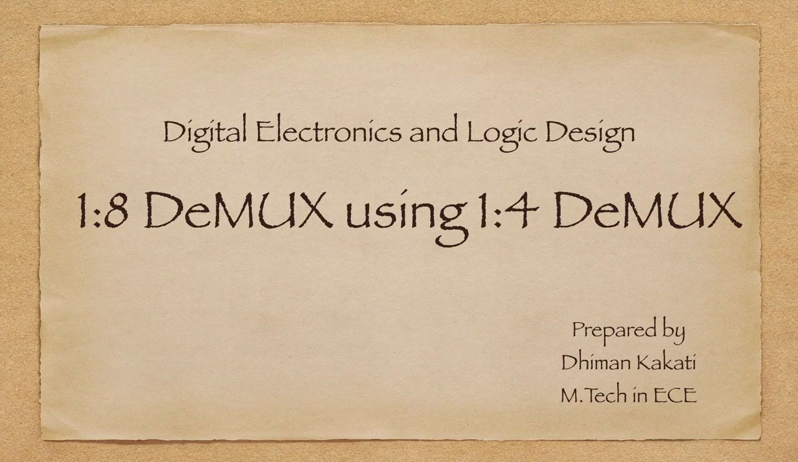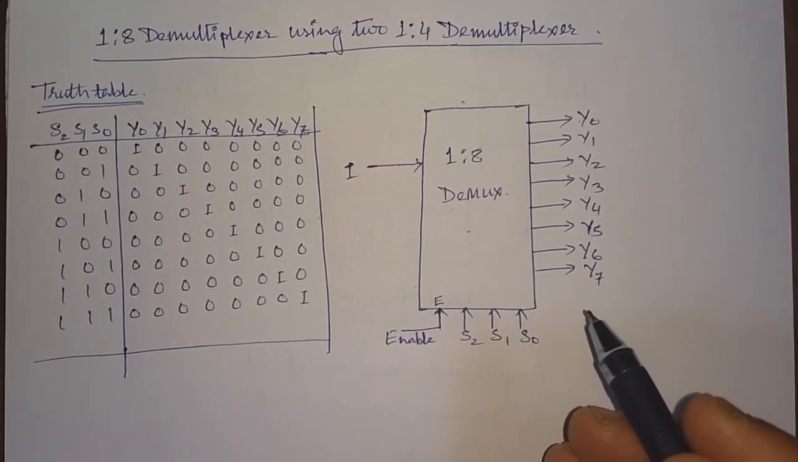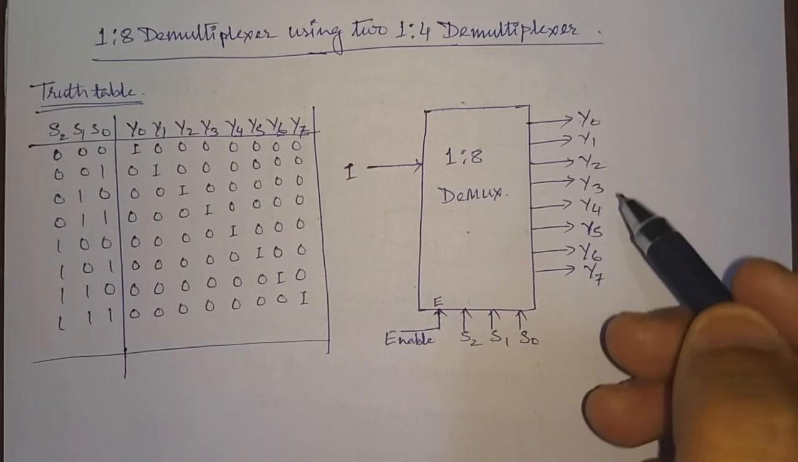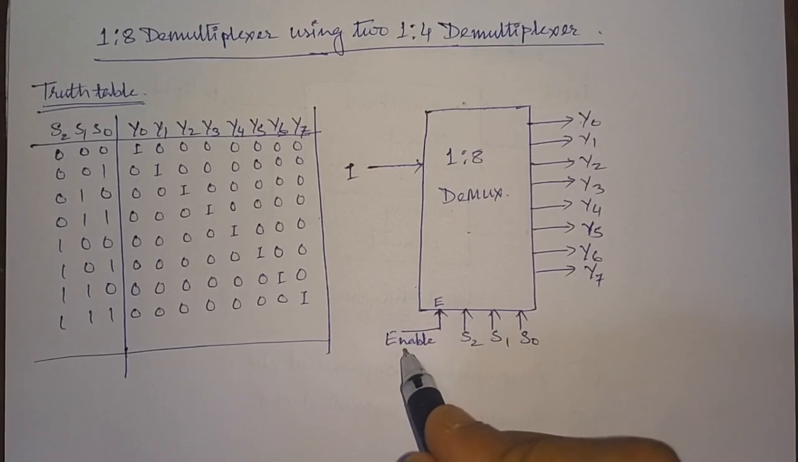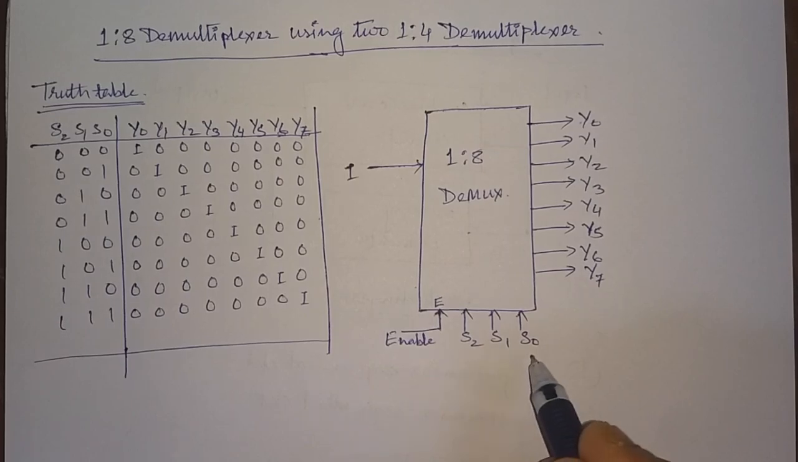In this video, we will learn about the design of a 1:8 demultiplexer using 1:4 demultiplexers. From our previous tutorial, we saw that a 1:8 demultiplexer has one input line and 8 output lines, and we'll have one enable line that is used to activate this circuit, and we'll have 3 select lines. If you have any doubt, please go to the previous lecture on the demultiplexer design.